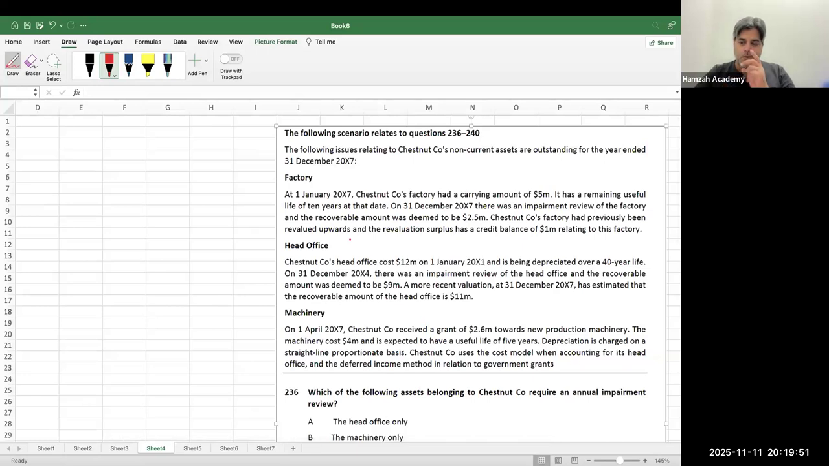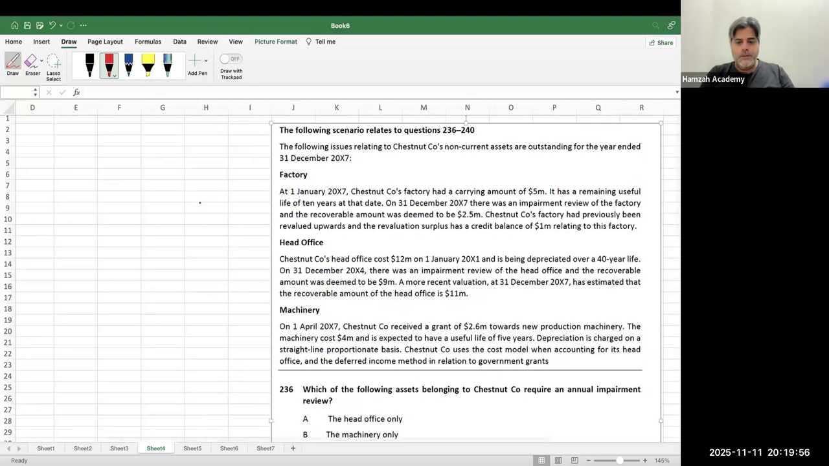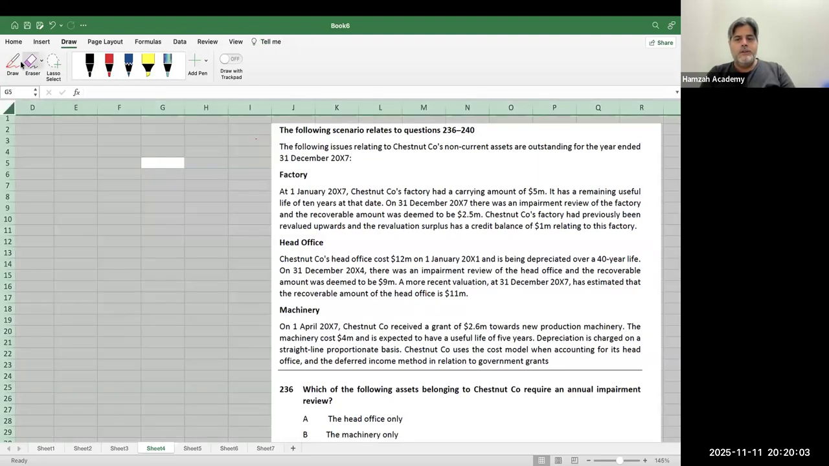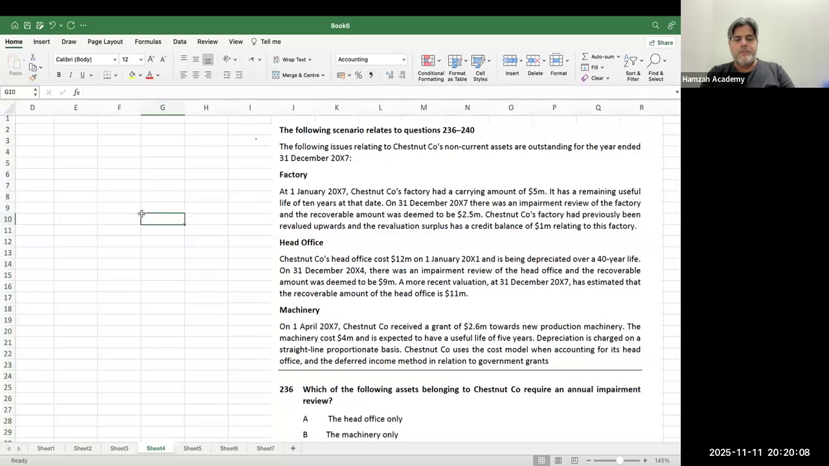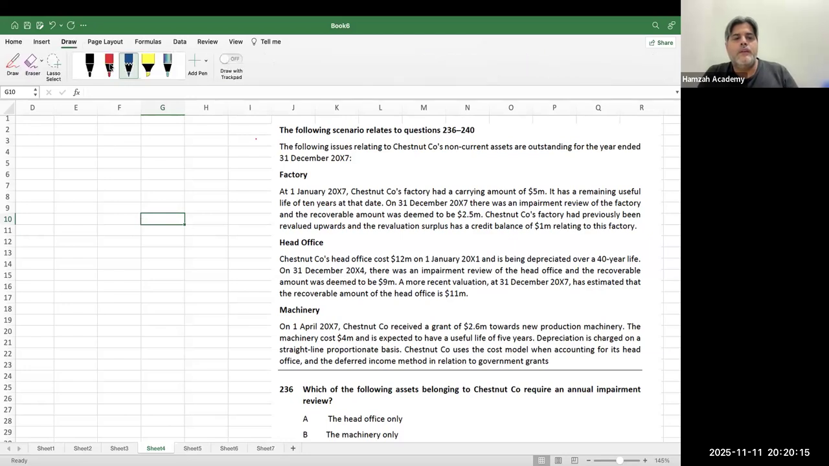The following scenario relates to questions 236 to 240. The following issues relating to Chestnut Company's non-current assets are outstanding for the year ended 31st December 2007. Factory. At 1st January 2007, Chestnut Company's factory had a carrying amount of 5 million. It has a remaining useful life of 10 years on that date. So remaining useful life is 10 years at that date.